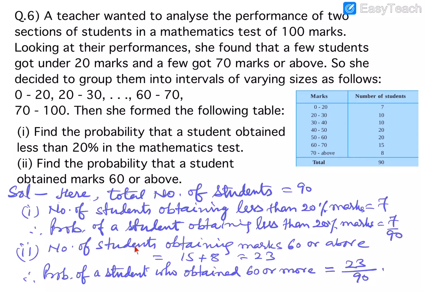Now second part, number of students obtaining marks 60 or more, that is 60 to 70 or 70 to 100, and such students are 15 plus 8, that is 23, and therefore probability of a student chosen at random and who obtained 60 or more marks will be equal to 23 by 90.